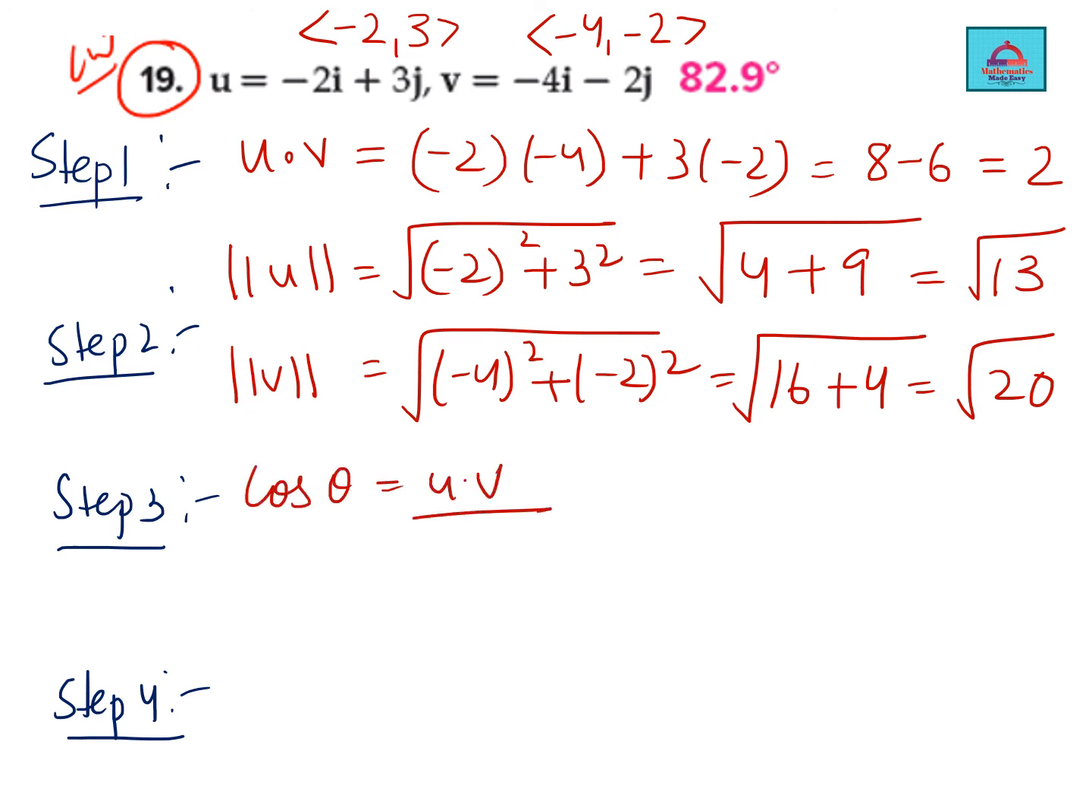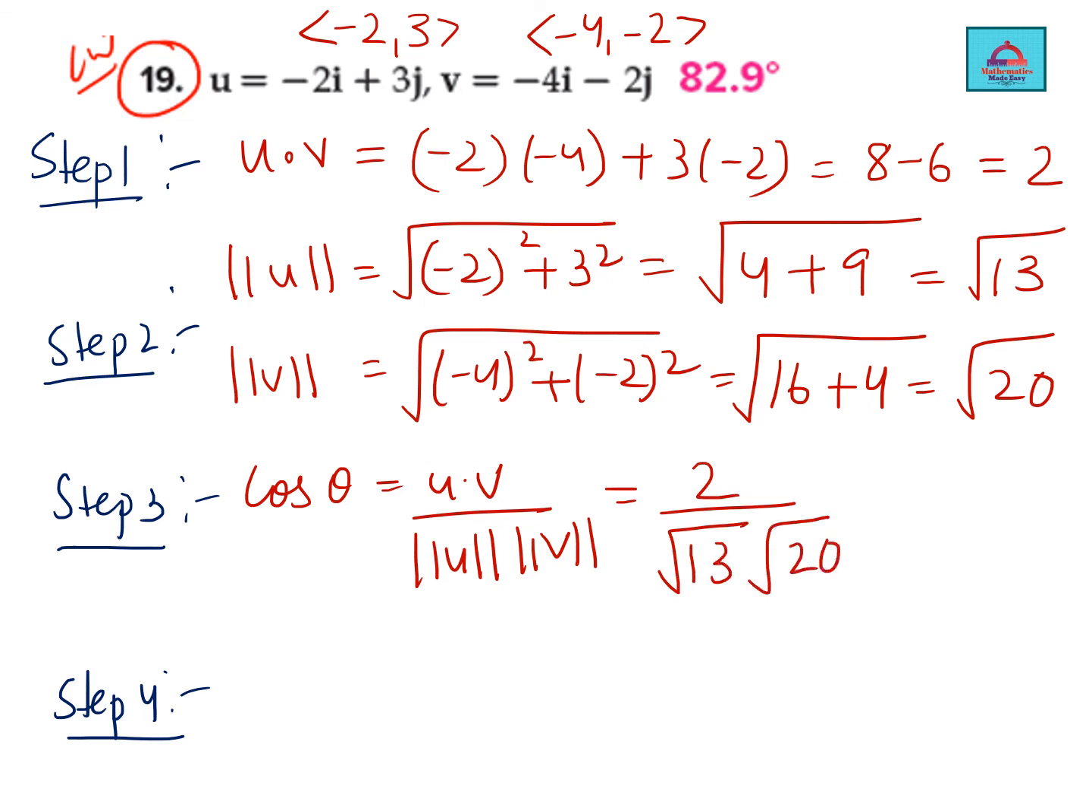Okay, now we do it in the formula. So u dot v divided by magnitude u magnitude v. The numerator is 2, the denominator is this. Now we can just simplify it a little bit more. Let's take it inside. So this is square root of 260. Now we need to convert to decimal. The square root of 260 would come out to be almost 16.12, so 2 divided by 16.12.